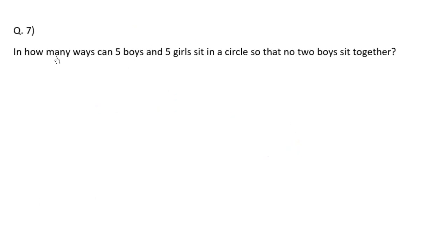Now question number 7 says: in how many ways can 5 boys and 5 girls sit in a circle so that no 2 boys sit together? So what we can do is, say, this is the circle. Let us assume that 5 girls' places are 1, 2, 3, 4, 5, right? Say one of the girls, we are asking her to occupy this space so that she becomes the reference, correct?